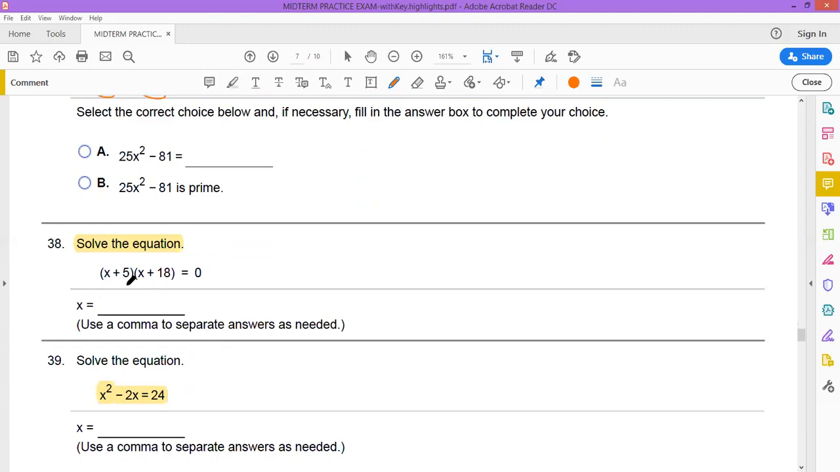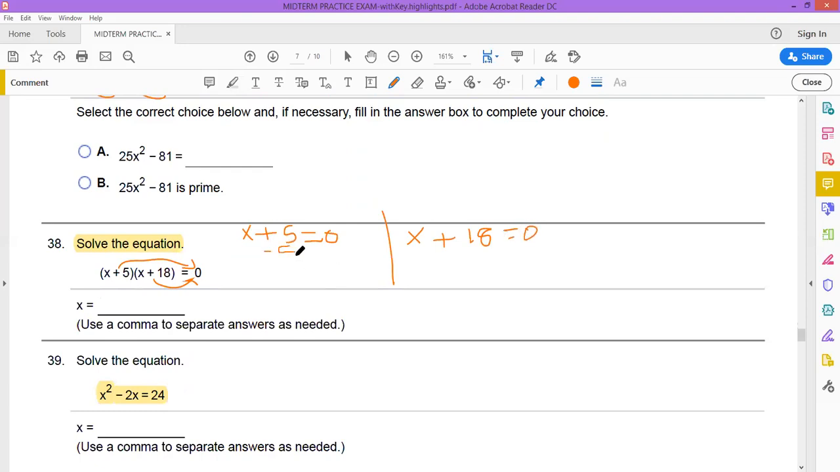Now we're going to solve this equation. Now in order to solve these equations that are already factored, like 38, you're just going to set each of these factors equal to 0 and solve. So x plus 5 equals 0, and x plus 18 equals 0. I'm going to solve both equations to get our solutions.